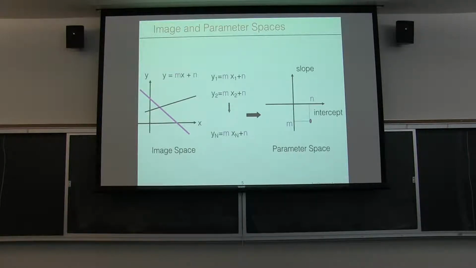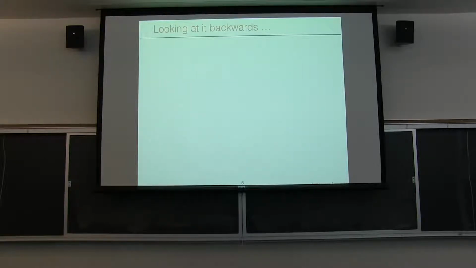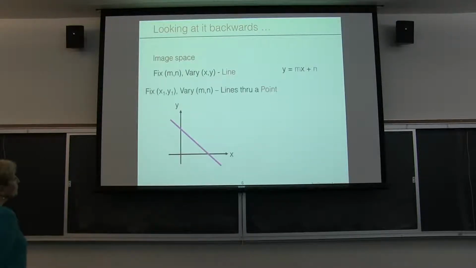So from lines in the image space, I went to points in the parameter space. If I have more lines in the image space, each of these lines will represent a point over here. And what we have now is this back and forth. I can go from points to lines and from lines to points. Okay. All right. So this is, again, the same thing.